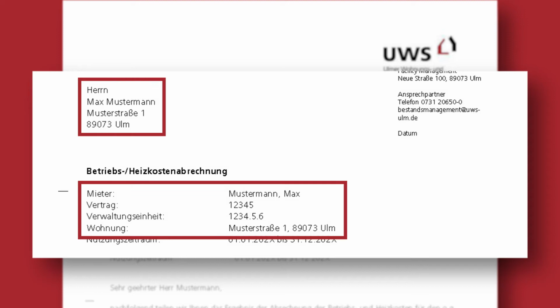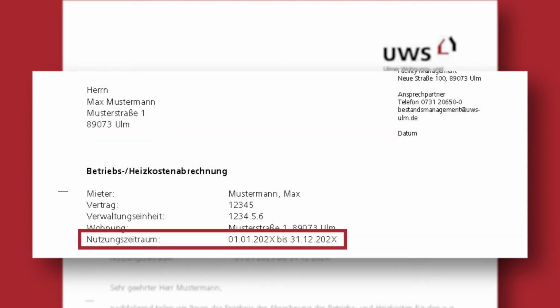Please check your address and the information about your flat. Your personal utilization period, that is, the utilization period for the past year. It may vary depending on whether you moved in or out in the past year.